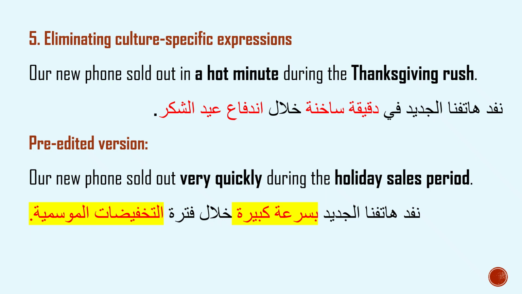So what did we do in this sentence? We made the idiomatic expressions, the culture-specific expressions, explicit, and the machine translation system rendered the meaning correctly. So what this strategy consists of is replacing culture-specific expressions with neutral, globally interpretable language.